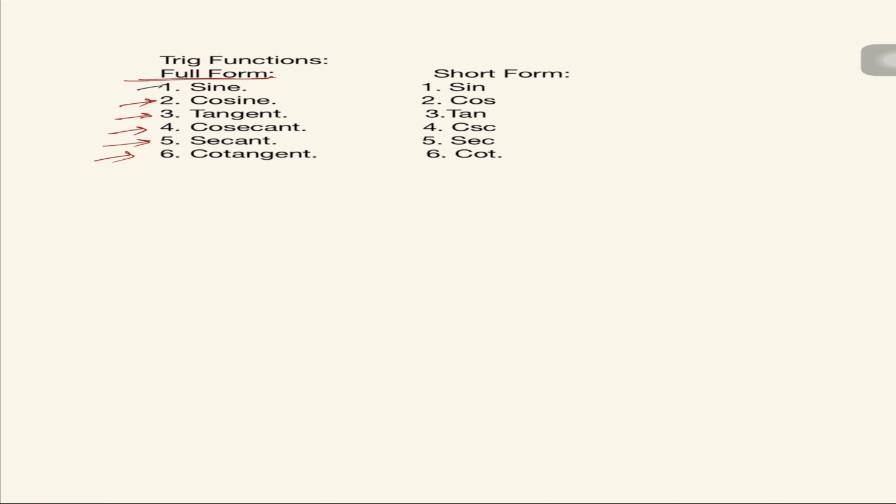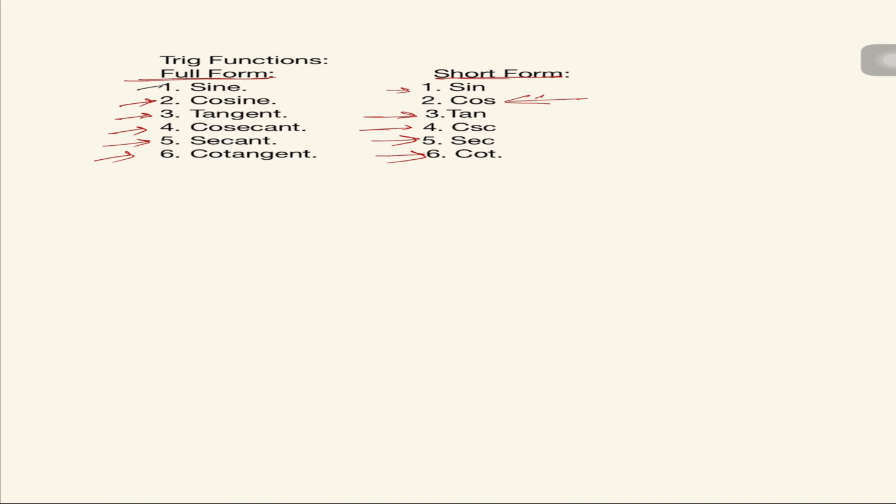These are the full forms, but usually when we do the math we don't write down the full form, we write the short form. For sine we just write sin, for cosine we write cos, for tangent we write tan, for cosecant we write cosec, for secant we write sec, and for cotangent we write cot.